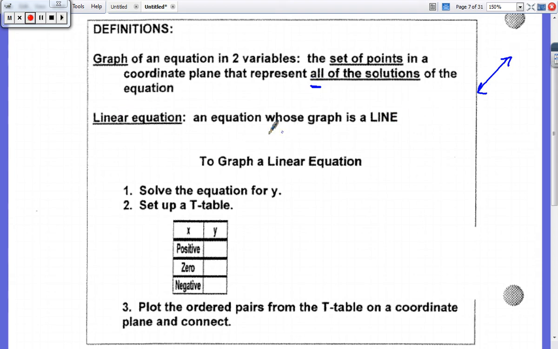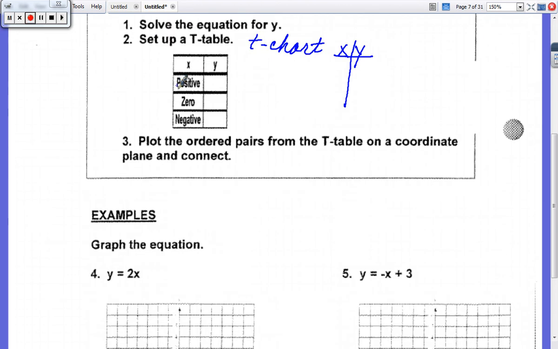Okay, a linear equation is an equation whose graph is a line, because you can see the word line in the word linear. And to graph a linear equation, we solve the equation for y. You set up a t-table, or sometimes we call these a t-chart, because normally they look like a t. So you put in a positive number, a 0, and a negative number, or vice versa. I usually put the negative first, the 0, and then the positives. And you plot the ordered pairs from the t-table on a coordinate plane.